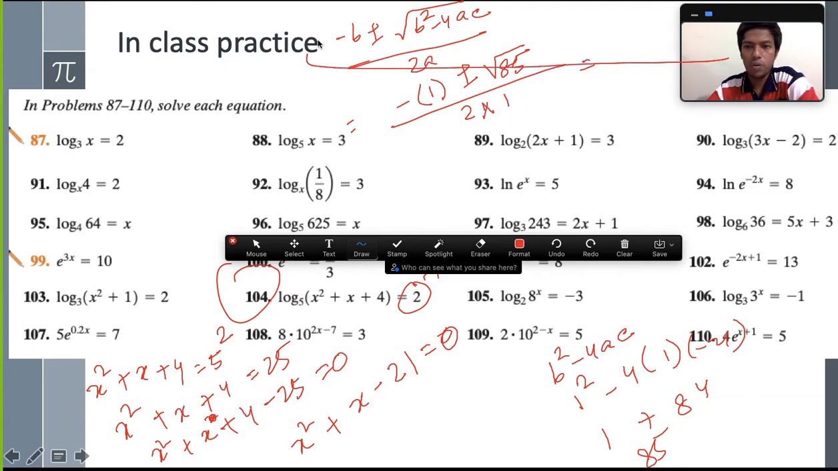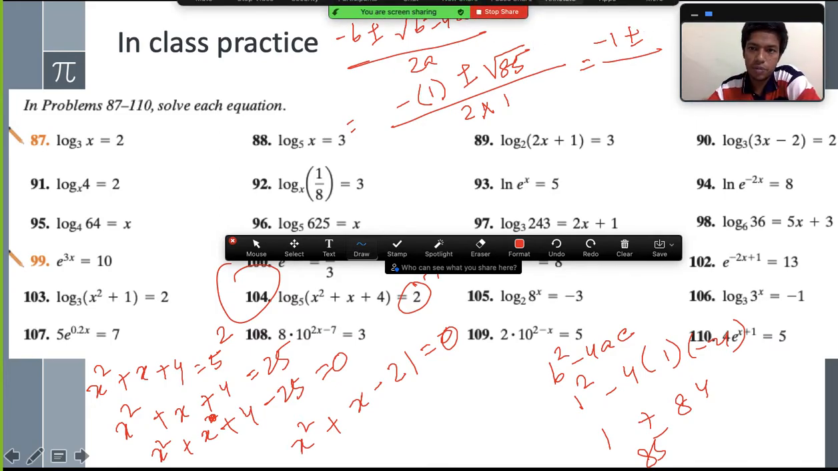Now what can we get? What can we get from here? So this is minus 1 plus minus root 85. Root 85 is crazy. Root 85, can we factor it in some other way? Let's check.